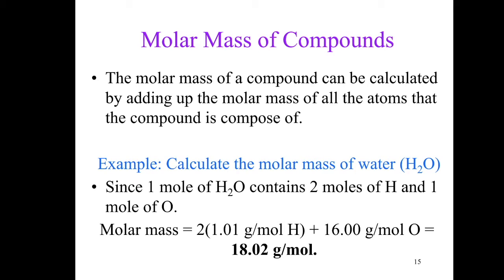The molar mass of a compound can be calculated by adding up the molar masses of all the atoms in that compound. You need to make sure that you take into account how many of each atom there are and their own molar mass using the periodic table.